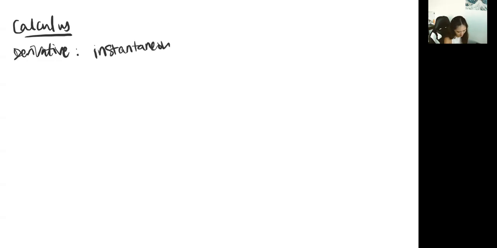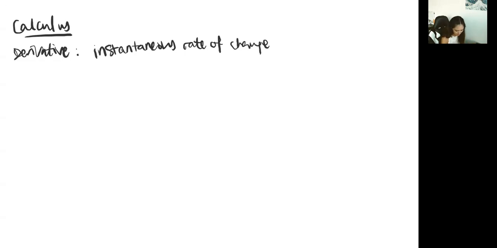Calculus is a massive, massive topic in the field of math, but for our purposes, we're just going to use the derivative. So what is a derivative? My handwriting is not the best, so bear with me. The definition that we are going to use for our purposes is that the derivative is an instantaneous rate of change. What that means, we're going to illustrate.